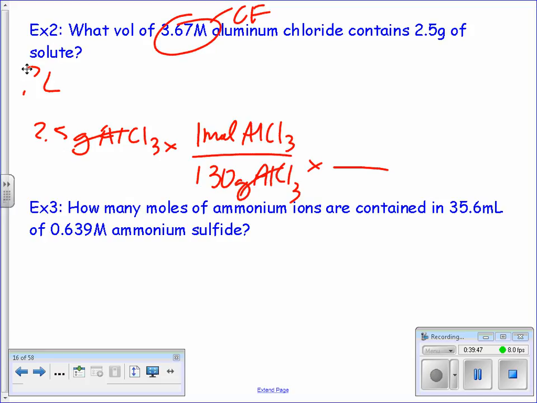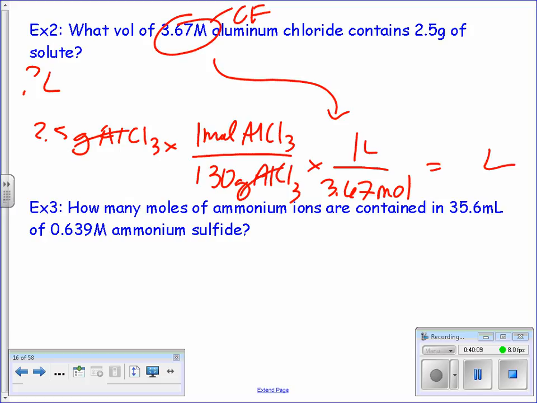Okay, so what numbers go where? It's 3.67. Where does it go? The bottom. 3.67 what? Moles. Per 1 liter. And per 1 liter. So it's okay to flip that conversion factor because it is just there as a tool for you, and then you're to liters in the end. You're good. So you just set up your skeleton if you need to.